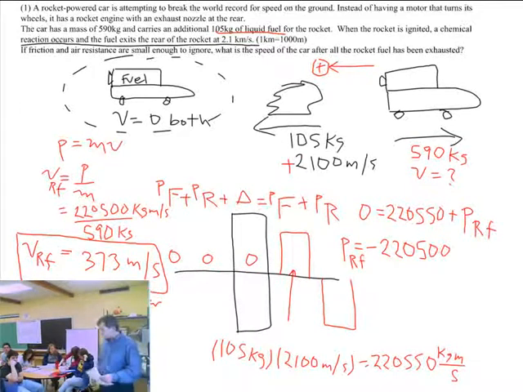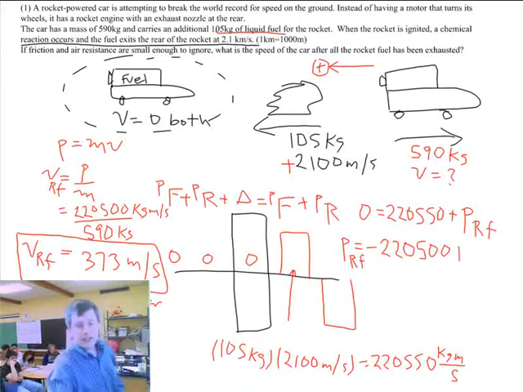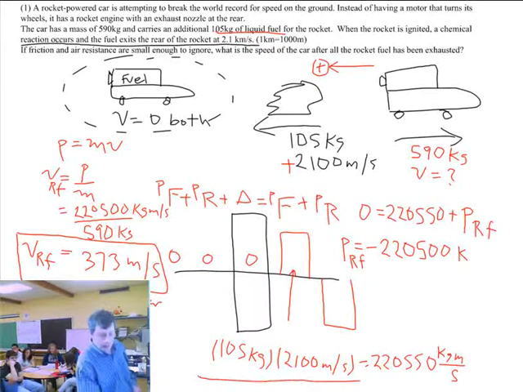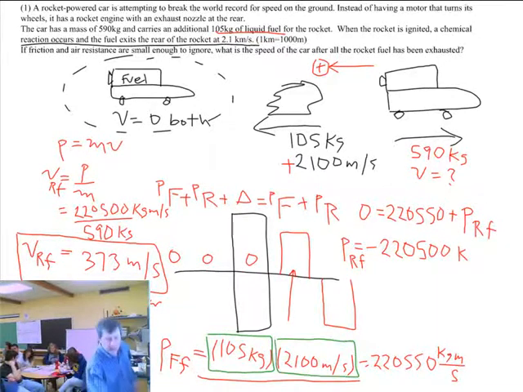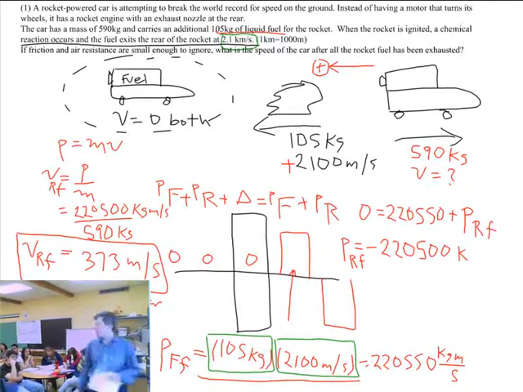How did you get the really high numbers? The question is, how did we get the final momentum of the fuel? The final momentum of the fuel is equal to the mass of the fuel times the velocity of the fuel. And if you did not get a very large number, you failed to convert 2.1 kilometers per second into meters per second.